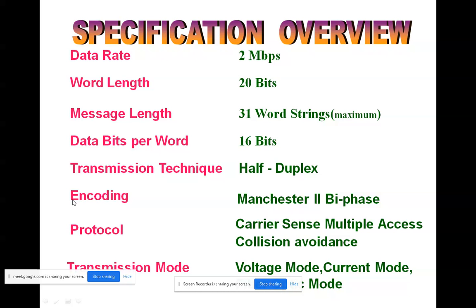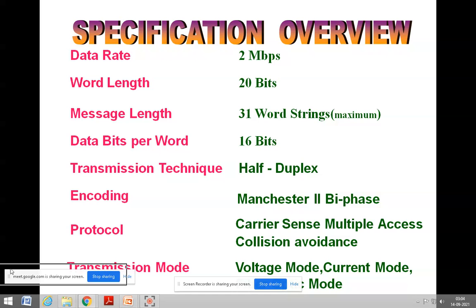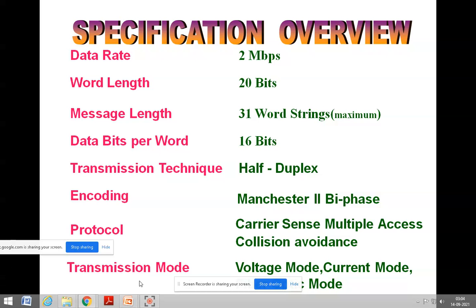Encoding: Manchester biphase. The protocol used here is carrier sense multiple access, which means the division will be done for transmitting the data, so that you can avoid collisions between the data in the data bus. And then the transmission mode: you are going to use voltage mode as well as current mode as well as fiber optic mode. Three modes are used here.